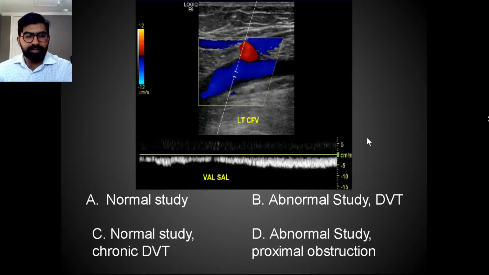So, same concept, okay? What does this represent? Is it A, a normal study? Is it B, an abnormal study, which represents a DVT at this location? Is it C, a normal study, which represents chronic DVT at this location? Or is it someone with an abnormal study that has proximal obstruction? So I'll give you guys a little bit of time to find this answer.